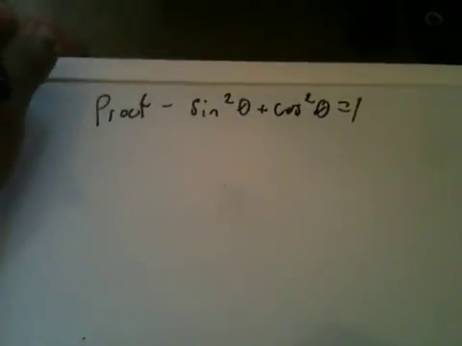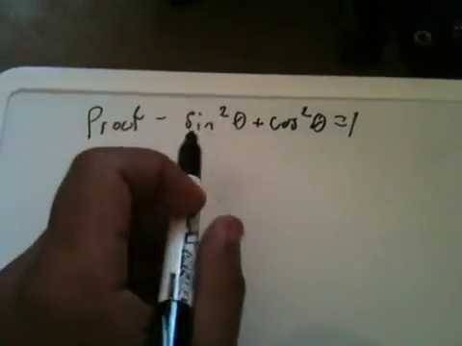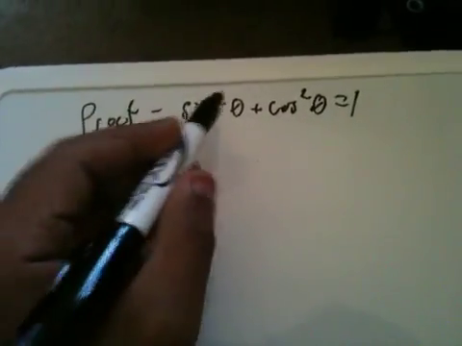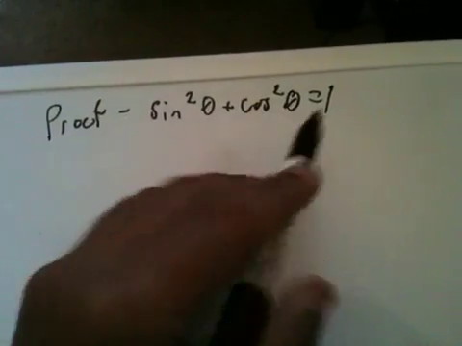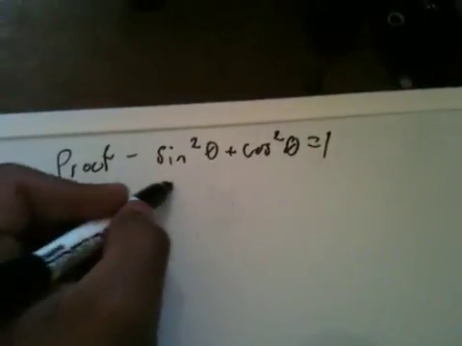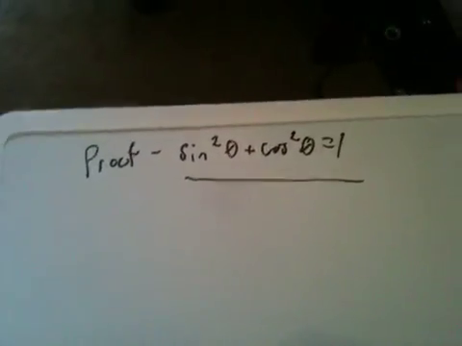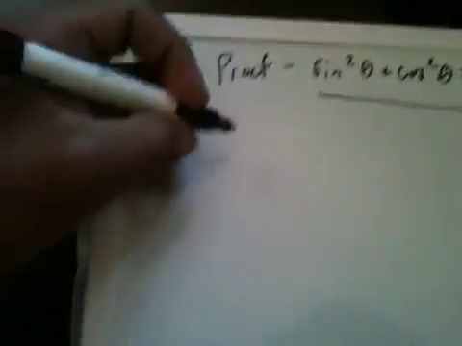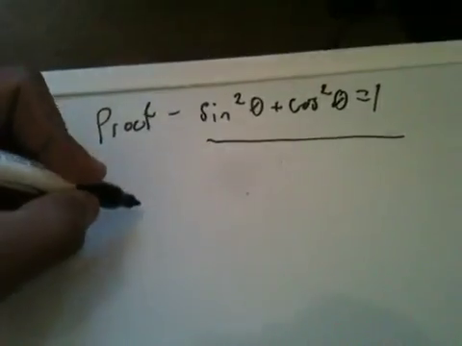I think maybe it's great if we found out where this Pythagorean identity came from. It's a proof of the sine squared of theta plus the cosine squared of theta equals 1. And it's actually a really simple proof to construct. So first, we're going to have to draw a circle. That's what I'll do first.